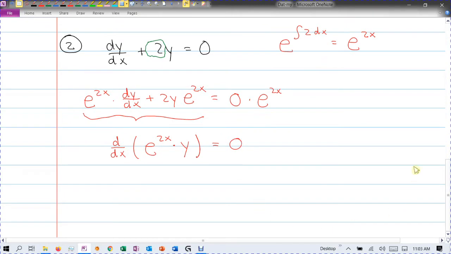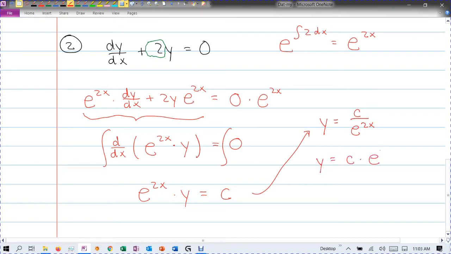And now we integrate both sides with respect to x. So we integrate, and we get the product here, e to the 2x times y equals some constant. And then we will divide through by e to the 2x. So this is going to become y equals c over e to the 2x. And I will bring that e up, so c times e to the negative 2x. And that is the general solution to this linear differential equation.